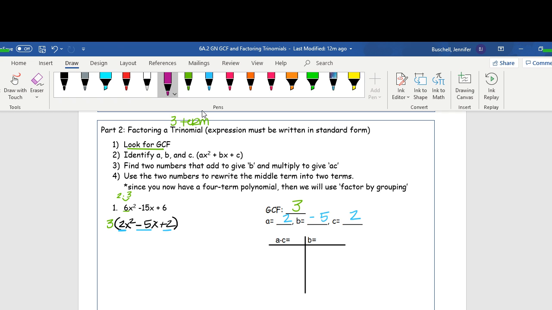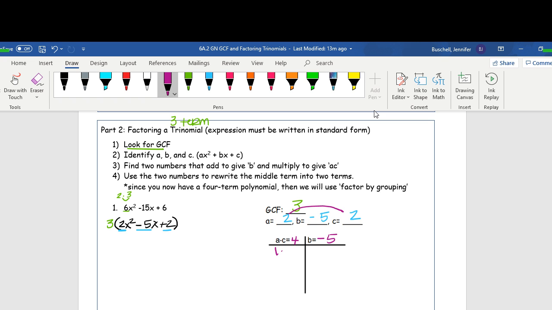I'm going to fill in this table. So my first column, I'm going to take my A times my C. So 2 times 2 is 4. And my B is negative 5. I'm going to do the little puzzles that we were just doing. I got to find 2 numbers that when I multiply, I get 4. And when I add, I get a negative 5.